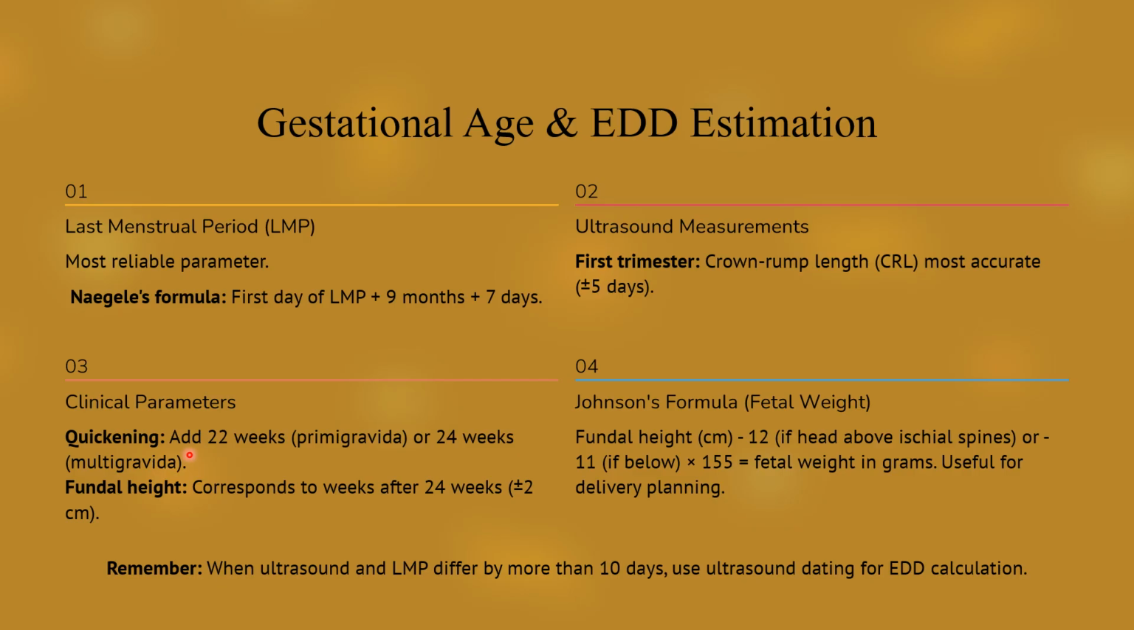So from the date of the first quickening that the mother felt, you need to add 22 weeks from that date. That will give you the estimated delivery date if it is primigravida, and if it is multigravida you need to add 24 weeks. Okay. Fundal height is like after 24 weeks of gestation, every 1 centimeter corresponds to 1 week. Okay, and plus minus 2 centimeter of variation is normal.